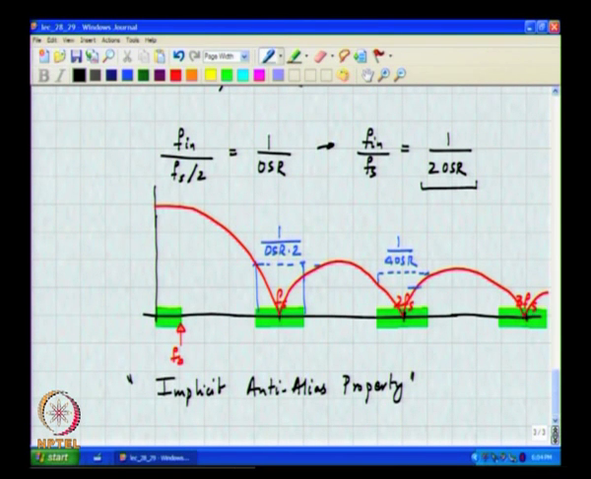Right. So, in the next class we will generalize this to high order loop filters and see what the signal transfer function is in that case.